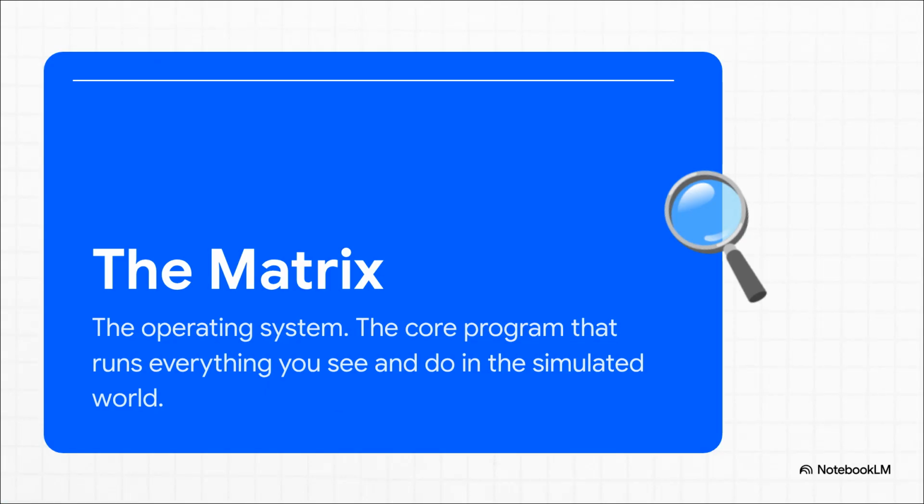Okay, so first up, you've got The Matrix itself. That's the operating system. It's the main software that runs everything you see and do. Think of it like Windows or Mac OS, but, you know, way more realistic. It's the program that sets all the rules for its reality. Everything from gravity keeping your feet on the ground to what a steak tastes like. It's the platform that everything else runs on.